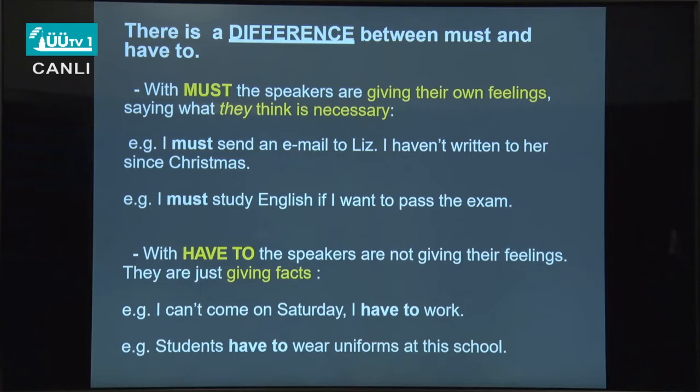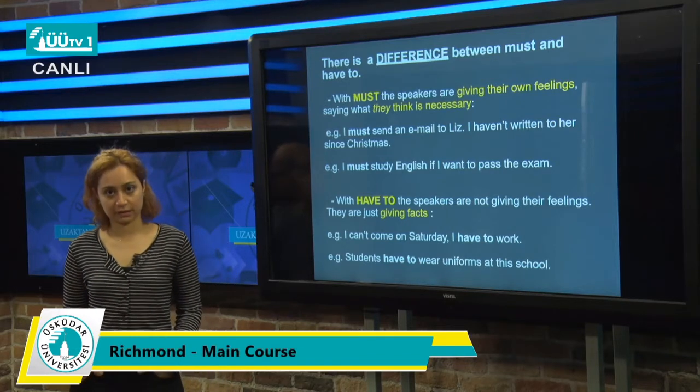Now, let's look at have to. With have to, the speakers are not giving their feelings. They are just giving facts. With have to, we do not express our feelings. We are expressing just the facts as they are. For example, I can't come on Saturday. I have to work. It's an obligation, it's a fact. Students have to wear uniforms at this school. This is a fact. This is not our feeling or our opinion. This is a fact. It's a rule.